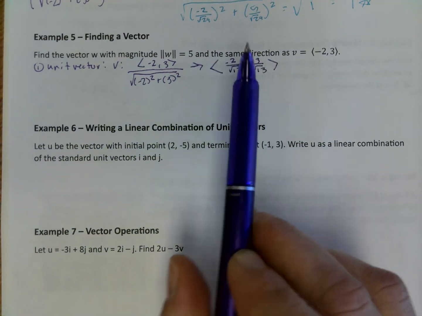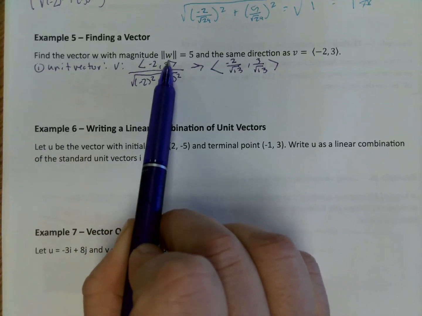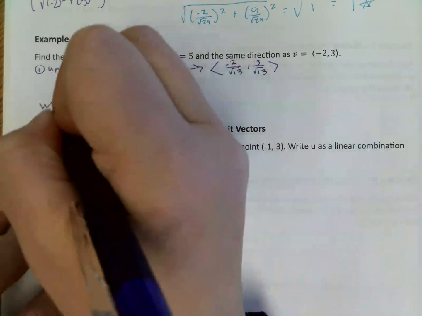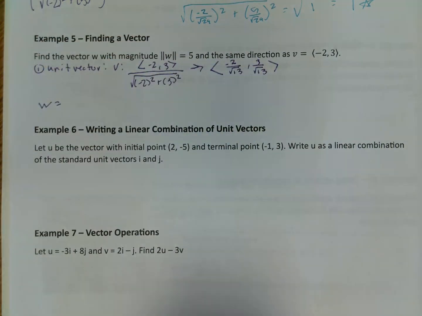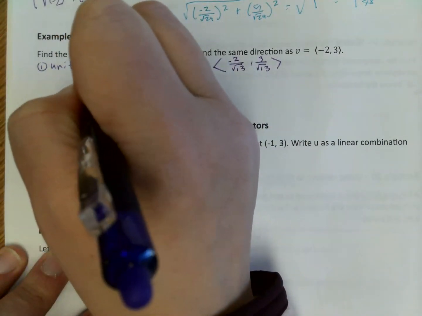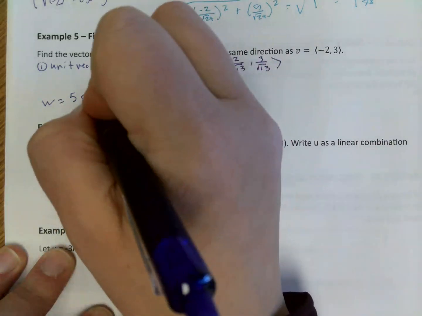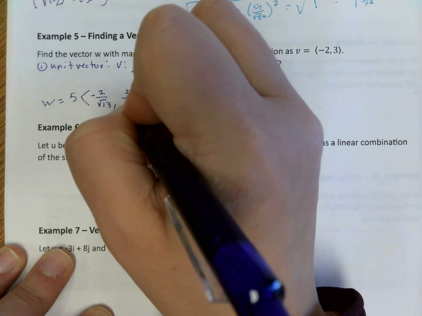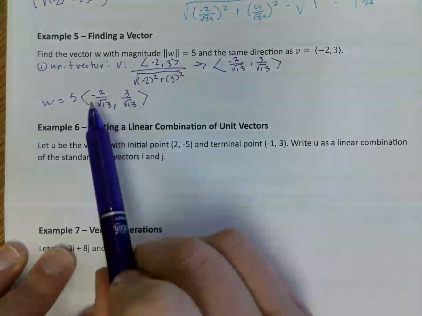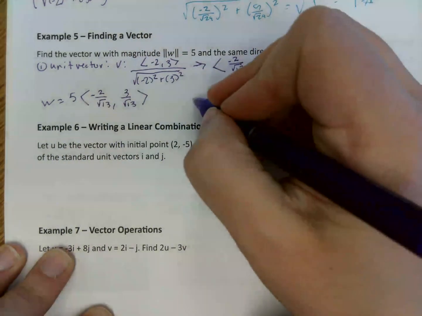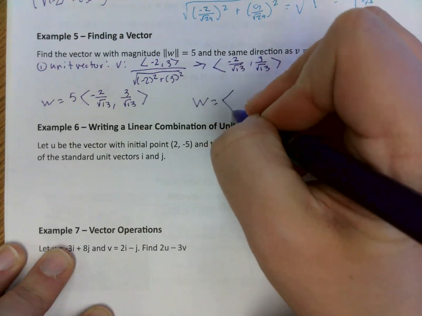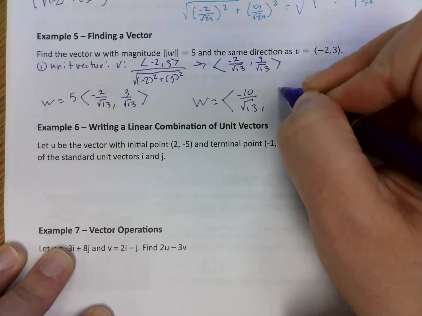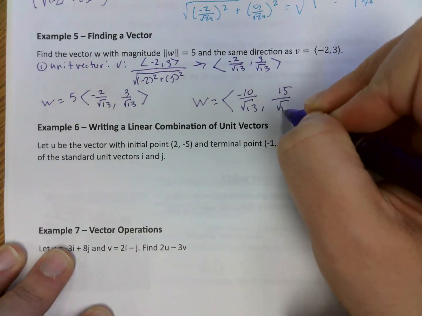But now we want to find the vector that correlates with w, or vector w. So in this case, since we know that w will be equal to 5 times our unit vector, and right here is our unit vector, with the 3 over the square root of 13. Now, because of our vector operations, we can multiply that in, and our vector w will be equal to -10 over square root 13 and 15 over square root 13.